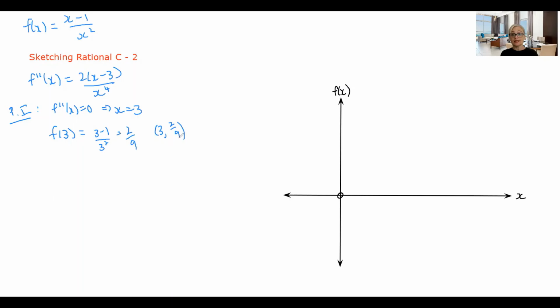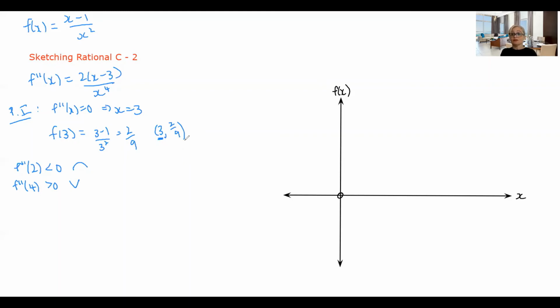We need to just investigate what's happening to the concavity on either side of that. Now, over the page, when we were determining the nature of our stationary point when x was 2, we found that f double dash of 2 was negative. So it was concave down to the left of x equals 3. Let's find out what's happening to the right. To the right, when you sub it into here, you're going to get 2 times 4 minus 3 over 4 to the 4th, which will be positive. So it'll be concave up. So this is definitely a point of inflection. We have a change in concavity from concave down to concave up.